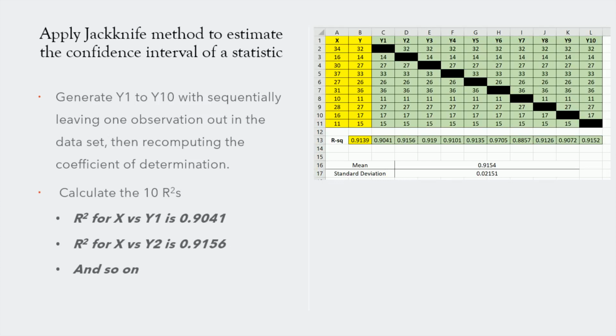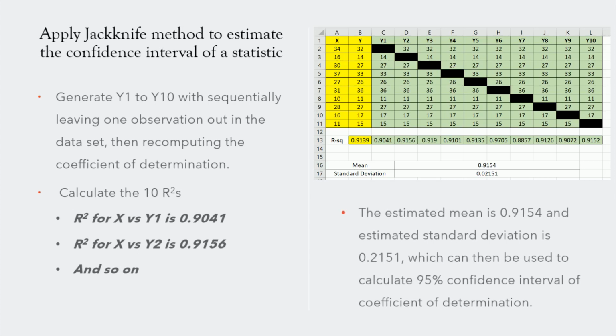Each of these y1 to y10 will have one value removed. For example, y1 will have the first y value, 32, removed and 9 values remaining. y2 will have the second y value, 14, removed, and so on. Then, I will calculate 10 R2s by taking the original x values with one of the y1 to y10. In this case, the R2 of x and y1 is 0.9041, while the R2 of x and y2 is 0.9156, and so on.